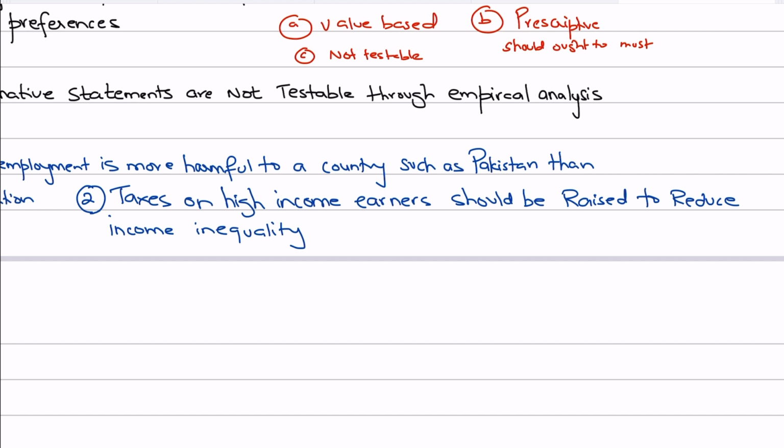Now, why is it a value judgment? It's a value judgment because you're saying that income inequality is undesirable and that raising taxes on wealthier individuals is the solution. That is the value judgment. And it cannot be tested or proven right or wrong using data alone, right? Because it depends on opinions about fairness and justice.